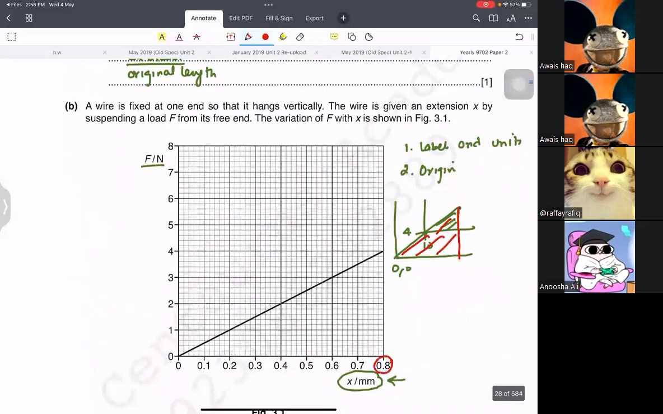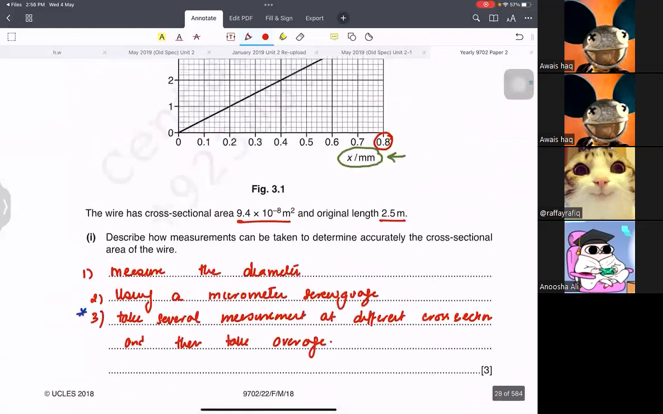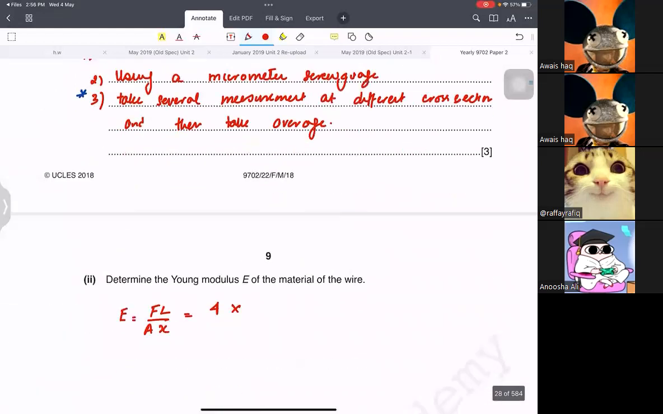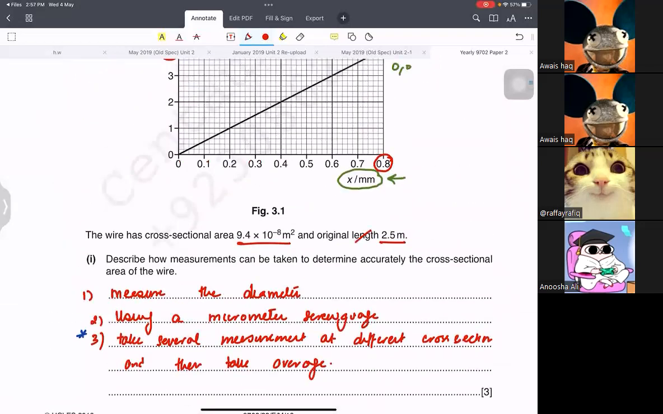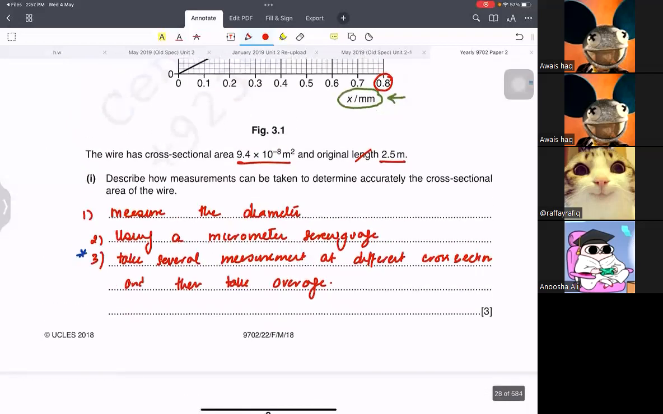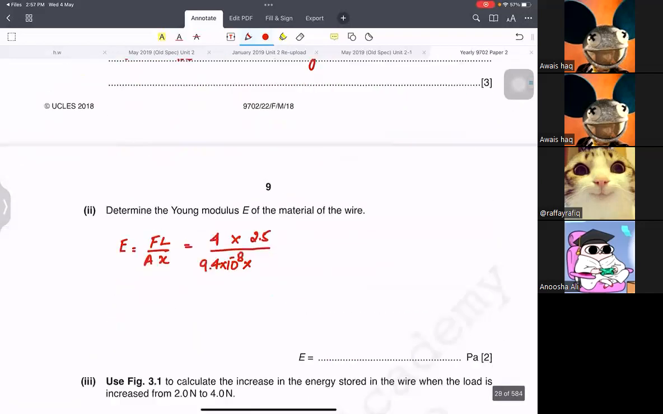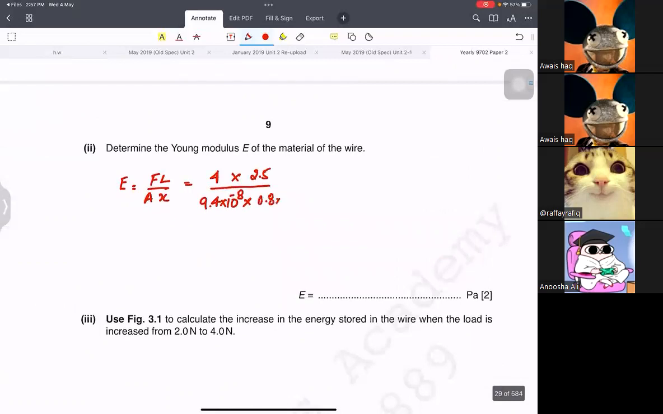At 0.8 millimeters, we have 4 newtons, right? So 4 newtons times, now the length is 2.5. Such questions come where, if this is in meters, then you have to convert, okay? And then divided by 9.4 times 10 raised to minus 8. And extension was, I think, 0.8, so 0.8 times 10 raised to minus 3.